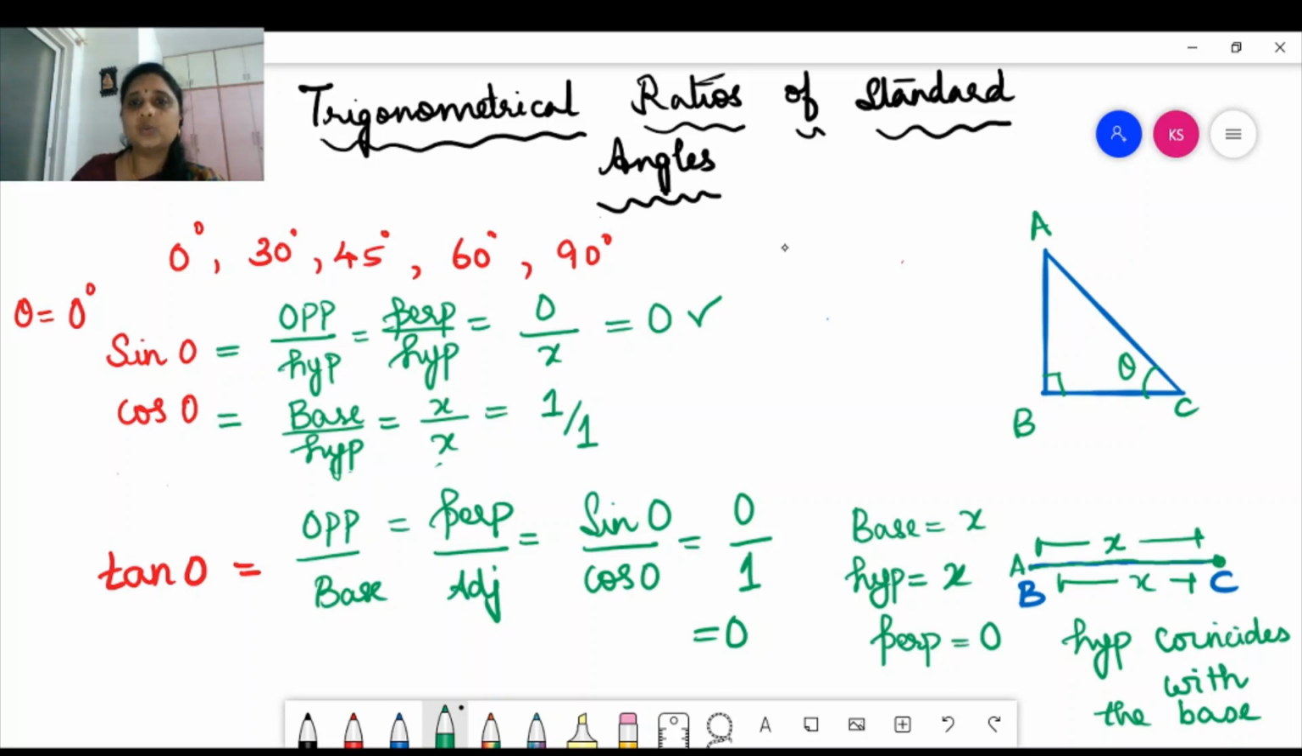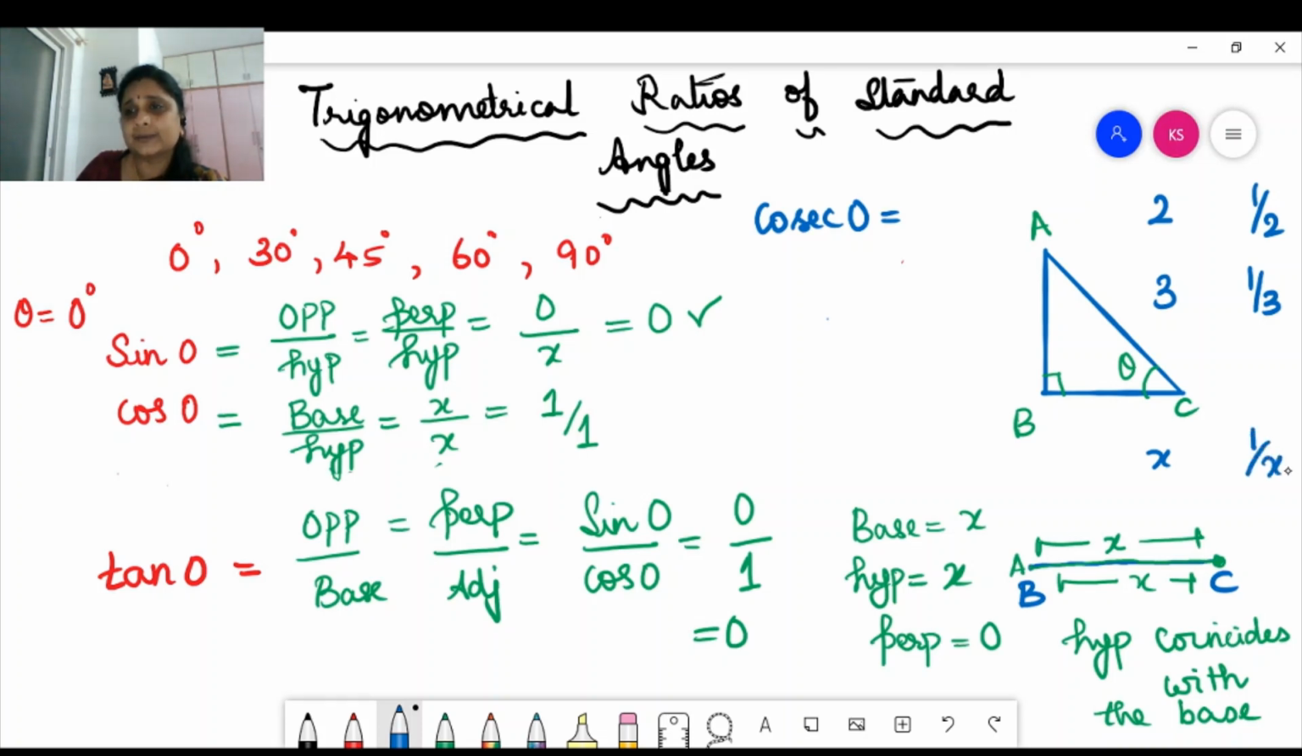Now we are moving on to the reciprocal ratios. So what is the reciprocal of sine 0? That is nothing but cosecant 0. So cosecant 0 is a reciprocal of sine 0. What do you mean by reciprocal? The reciprocal of 2 is 1 by 2. The reciprocal of 3 is 1 by 3. So reciprocal of x is nothing but 1 by x, or 1 over x.